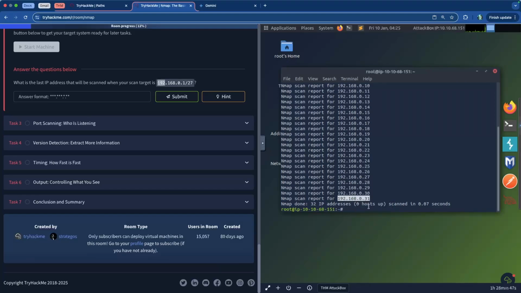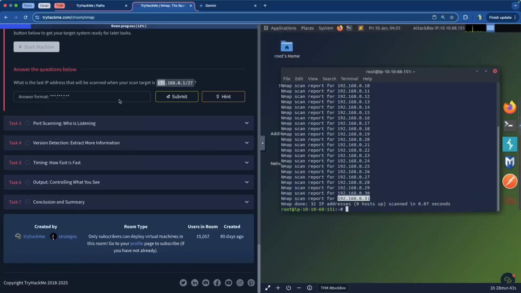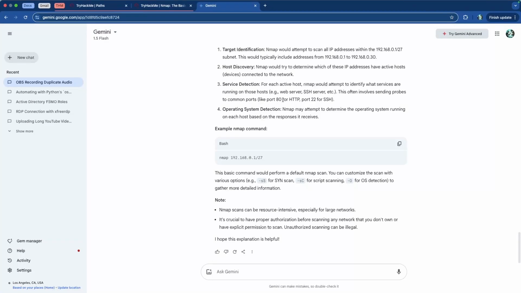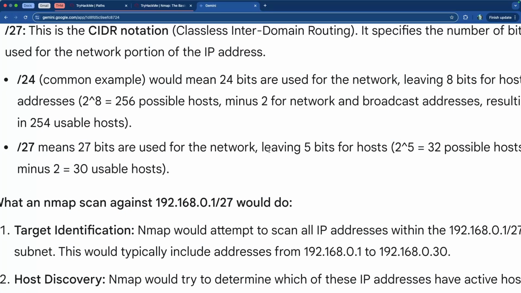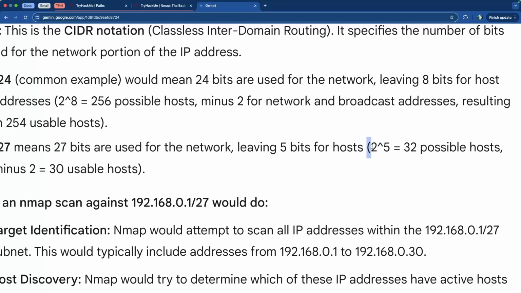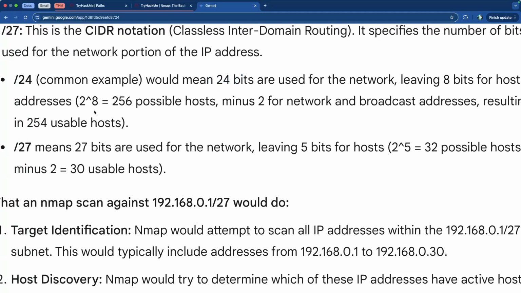But basically the answer is this, right? The last IP address is the 168.0.31. That's going to be our answer. But I was just trying to find out what that /27 means, which I guess technically now we know, right? It's saying that it's taking 27 bits. It means that 27 bits are used for the network, leaving 5 bits for the host, which would be 2 to the power of 5, which would be 32 possible hosts. And then if there are 8 bits left for the host, that means 2 to the power of 8. Okay, so now I understand that actually.